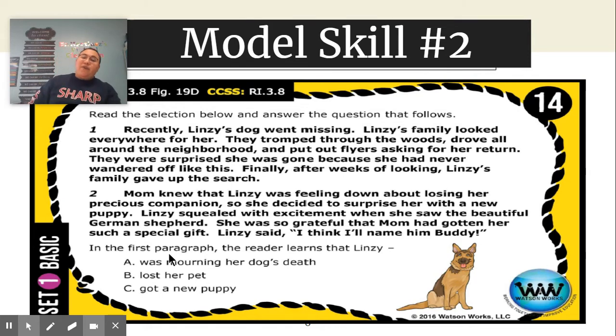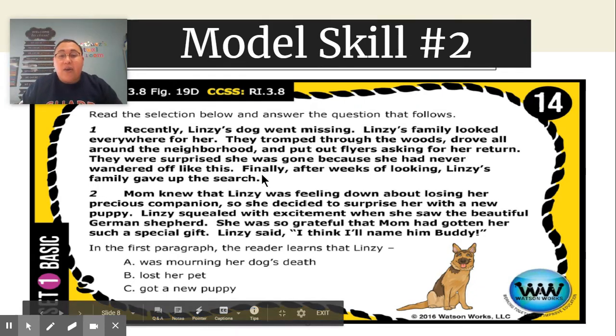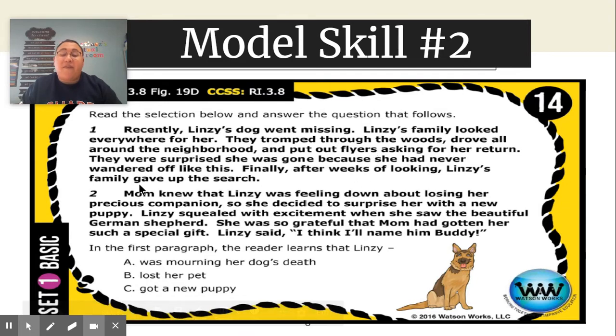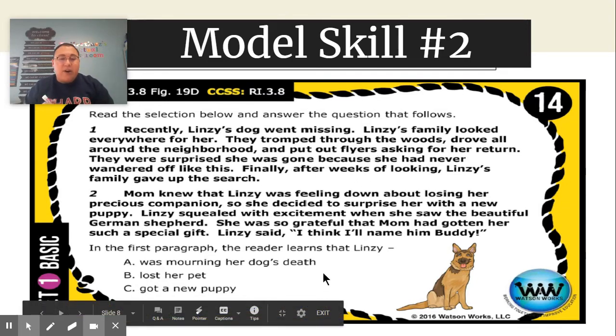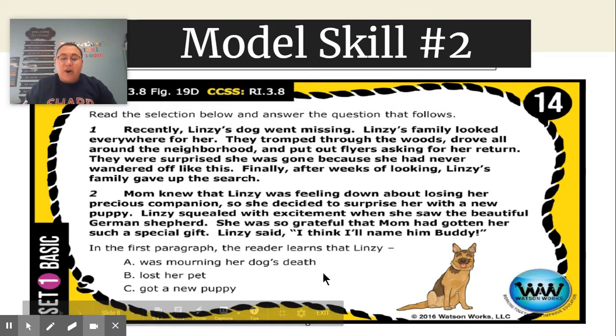So it says in the first paragraph, the reader learns that Lindsay. So what do we learn in the very first paragraph? Was it A, she was mourning her dog's death, B, she lost her pet, or C, she got a new puppy? So in paragraph 1, they talk about how her dog went missing, how they were looking all over the place, but that they finally gave up. Nowhere did it talk about her dog dying, right? So paragraph 1 is all about Lindsay losing her dog, right?